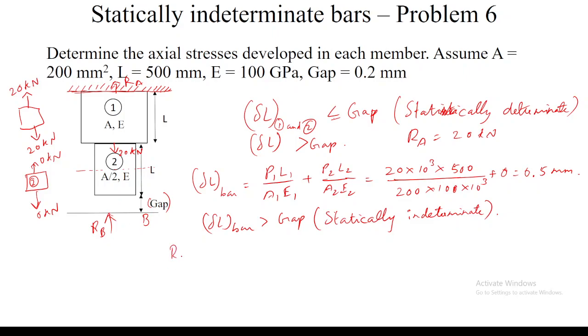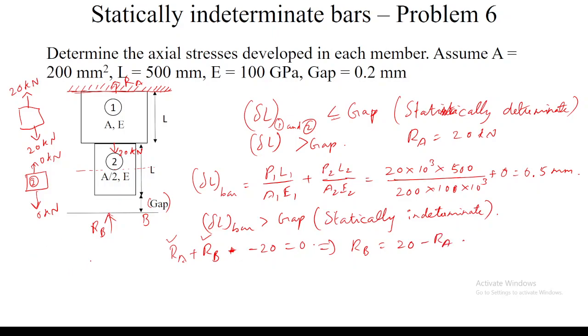So the force balance will be RA plus RB minus 20 equal to 0. Is it correct? Yes, sir. Here the unknowns are RA and RB. So only we are saying this is a statically indeterminate structure. Okay. So from this, I will get RB equals 20 minus RA.